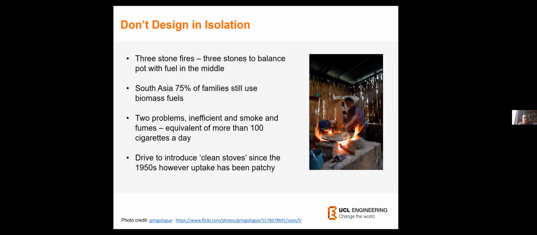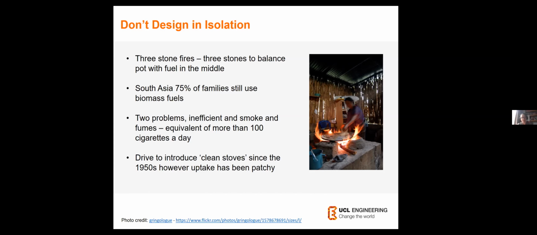Usually the first stoves that people use are called 3-stone fires. They're 3 stones to balance a pot, with fuel in the middle. Here we've got a plate where someone is making tortillas, but it's the same idea. They've balanced the hot plate on top of the fuel in the middle, and they're cooking over the top. In South Asia, 25% of families still use biomass fuels in these traditional stone fires, and there are 2 problems with them.